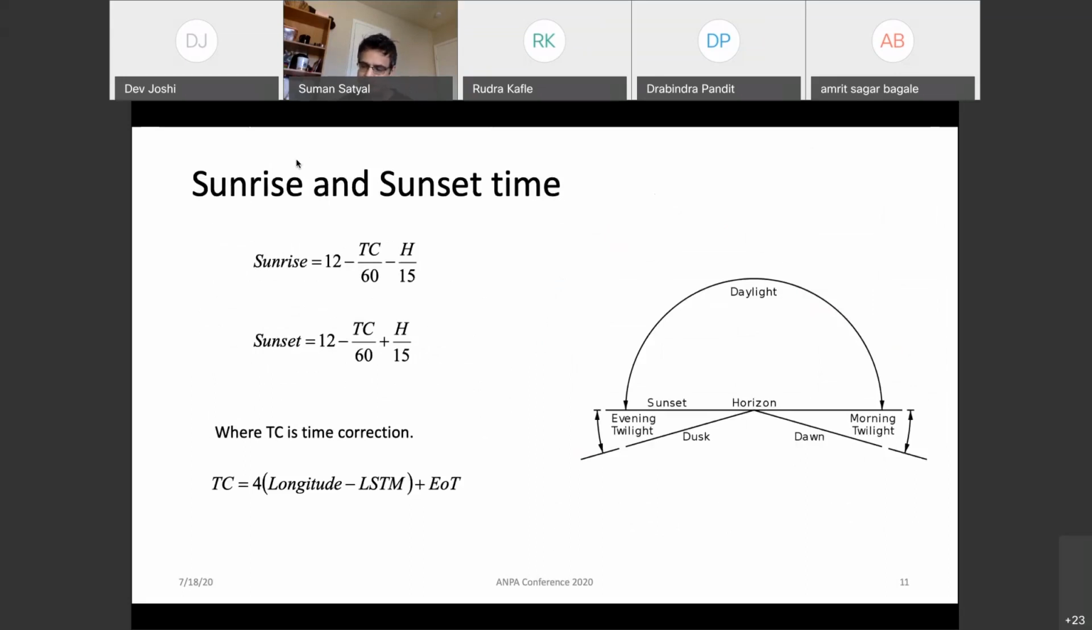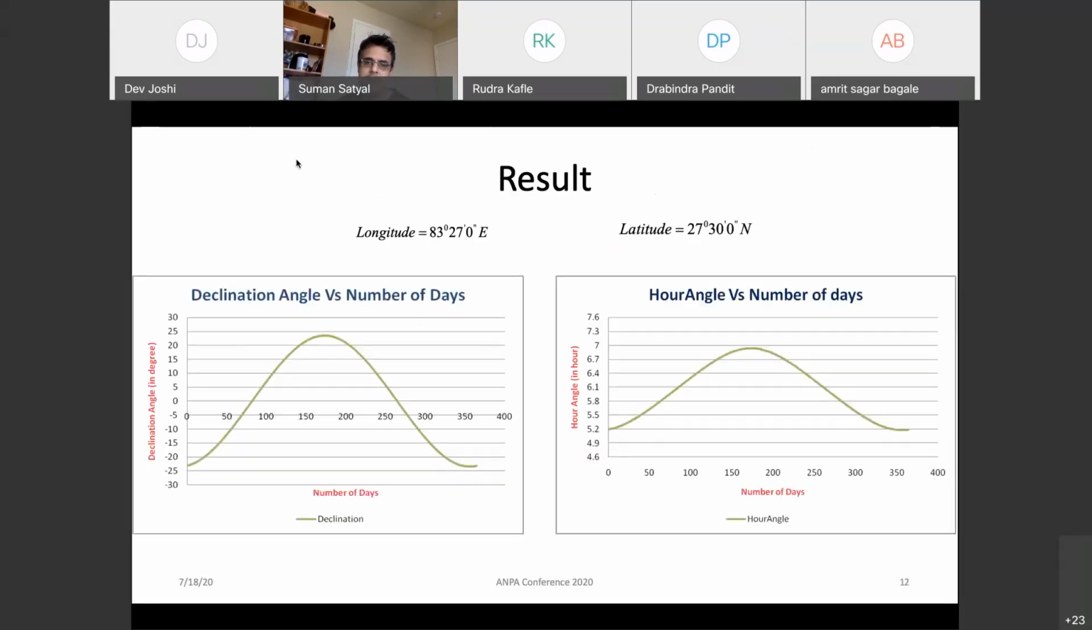Sunrise and sunset time can be calculated from these two equations, where TC is the time correction and the other variable is the angle, and the time correction can be found from the equation which we already discussed. So we see the variation of declination throughout the year, and it becomes maximum in June and December, and 0 at the equinox. Similarly, we observe the hour angle as well. So the hour angle also becomes maximum in June.